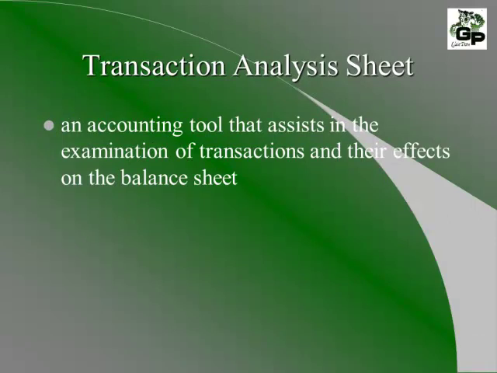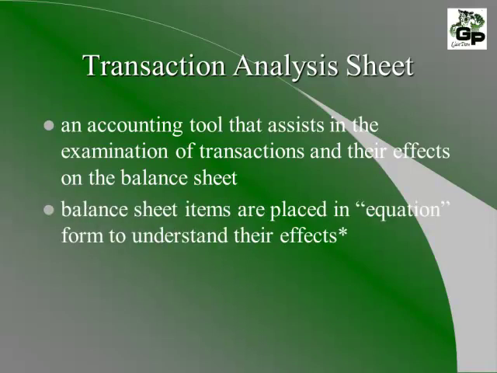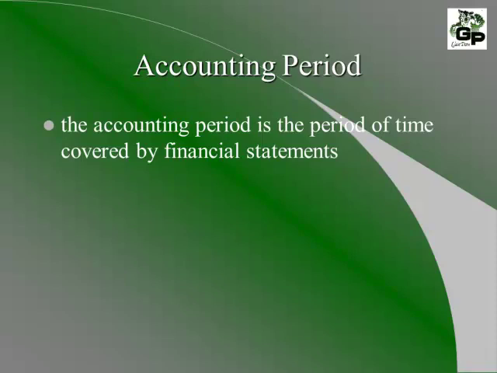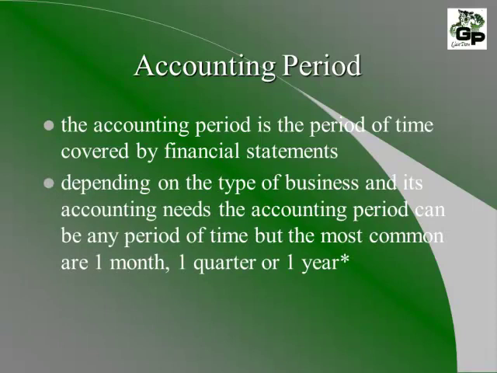Now let's take a look at what is a transaction analysis sheet. It's simply an accounting tool that helps understand how transactions work and how they affect the balance sheet. Balance sheet items are placed in equation form to understand their effects, and we'll take a look at that on the next slide. Before we do that, we need to understand what is the accounting period. The accounting period is a period of time covered by financial statements. Depending on the type of business, the accounting period could be 1 week, 1 month, 1 quarter, 1 year, or any combination thereof.